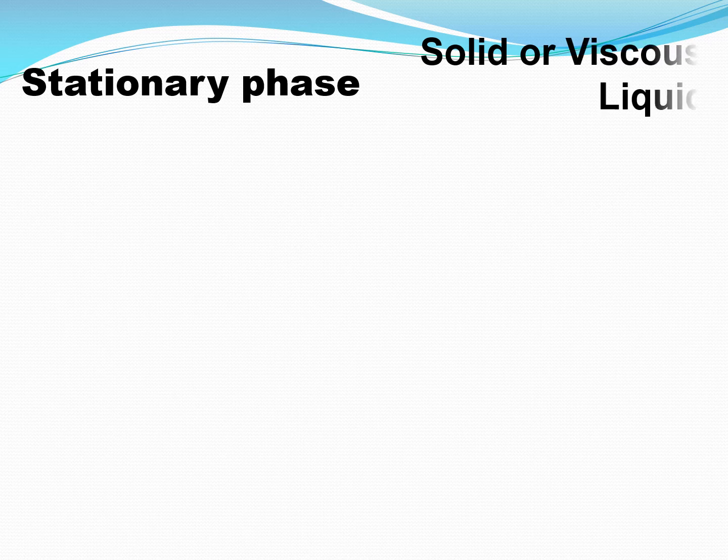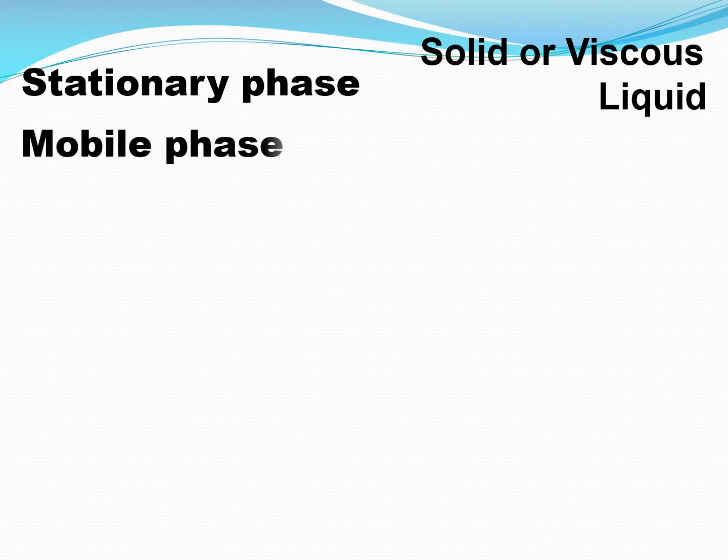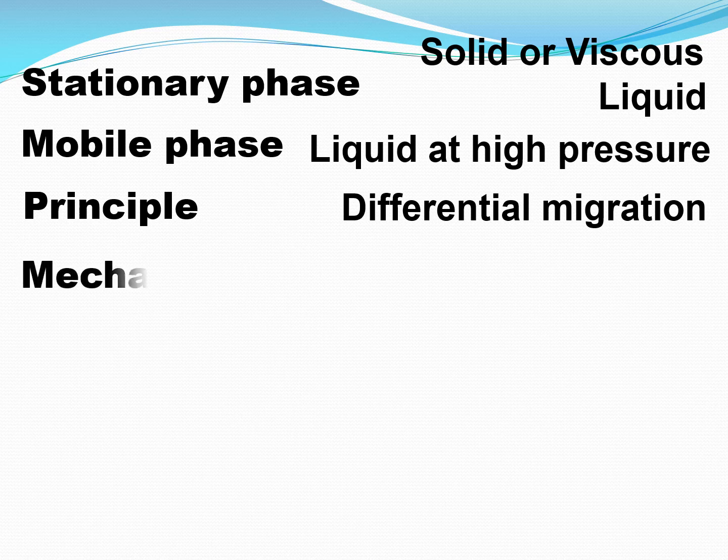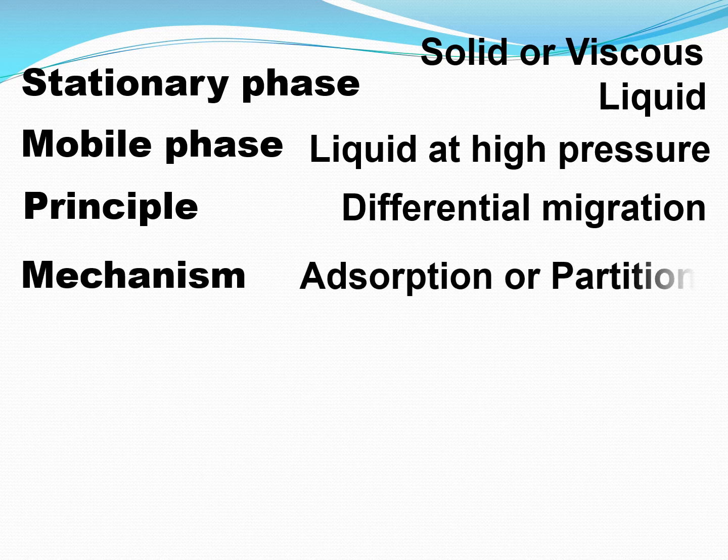Stationary phase can be solid or viscous liquid. Generally it is a solid. Viscous liquid is used only in some special cases. Mobile phase is a liquid at high pressure. Principle is differential migration and mechanism is adsorption or partition.